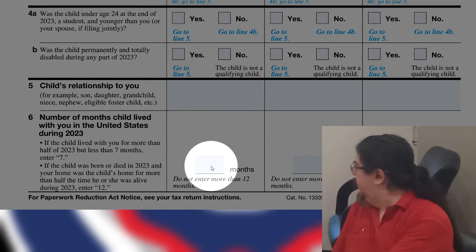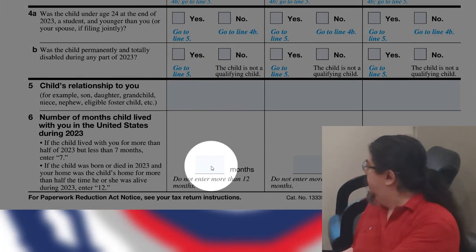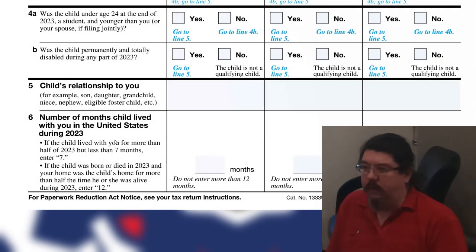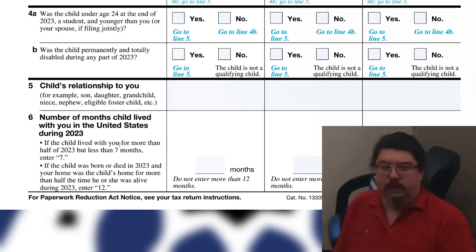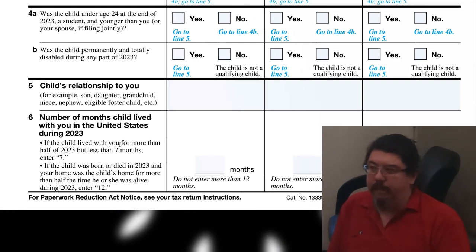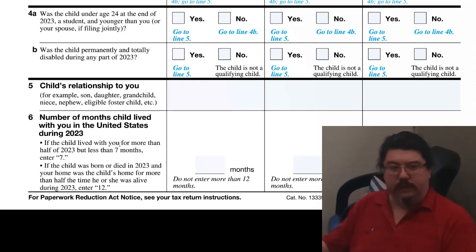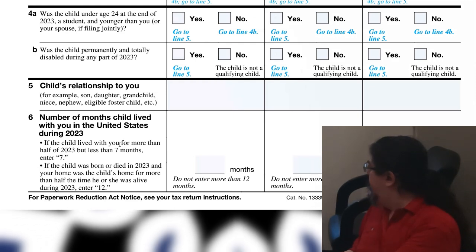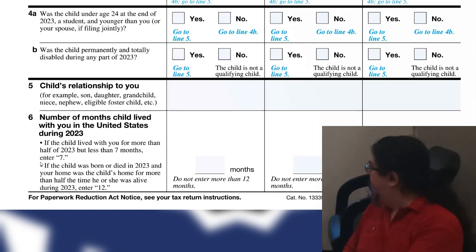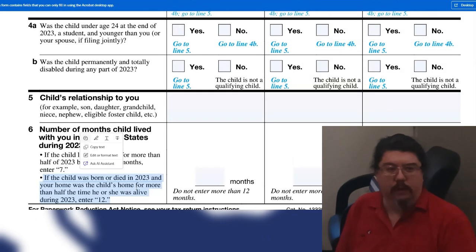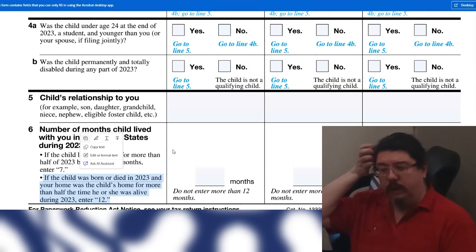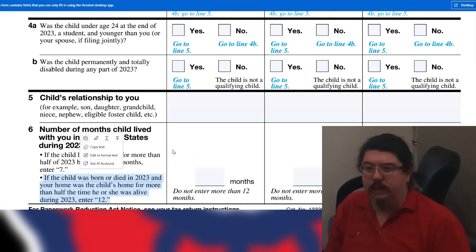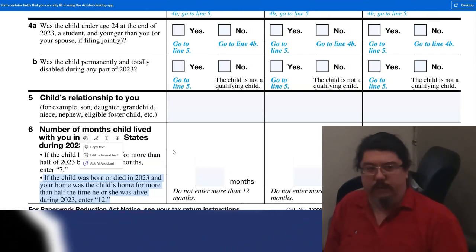There are special instructions over here that say if the child lived with you for more than 6 months, but not quite 7 whole months, round it up to 7. So if they lived with you 184 days, that's just over 6 months, round that up to 7. And if the child was born or died during the year, but they lived with you more than half the year, just put 12 months there. So sometimes our clients, if they had a baby in November, they might put 2 months there, but don't put 2 months on their tax return, put 12 months.